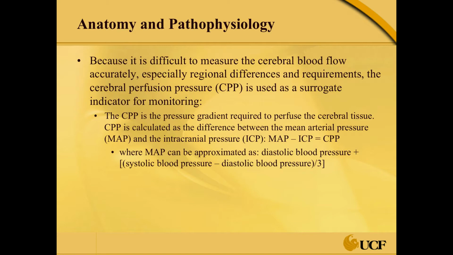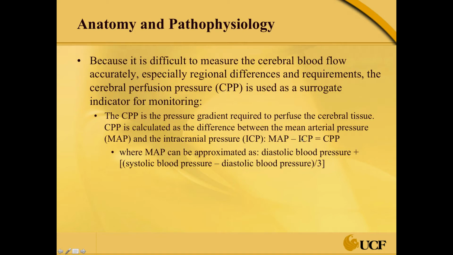Because it's difficult to measure cerebral blood flow accurately, especially regional differences and requirements, we look at cerebral perfusion pressure as a surrogate. And the CPP is the pressure gradient required to perfuse the cerebral tissue, and it's calculated as the difference between the mean arterial pressure and the intracranial pressure. So if you have an intracranial pressure monitor and you can calculate your MAP, you can calculate your cerebral perfusion pressure. So your MAP is going to be your diastolic pressure plus your systolic pressure minus your diastolic pressure, divided by 3. And then you're going to subtract the ICP, and that will tell you what your CPP is.